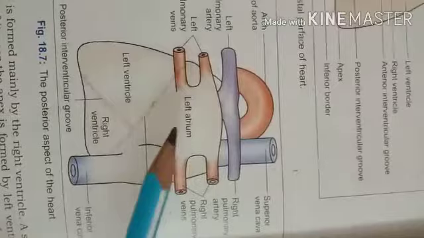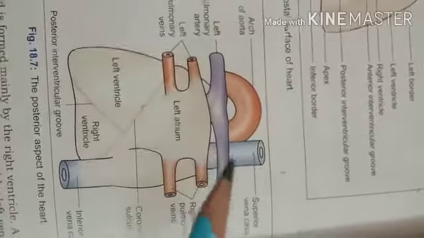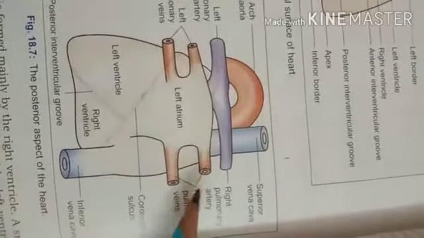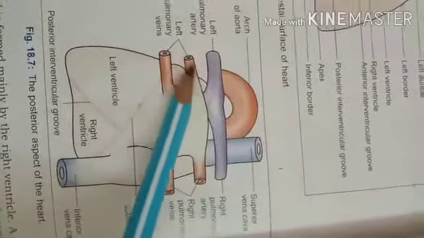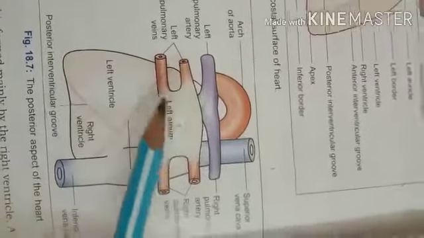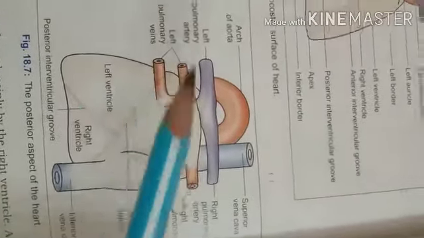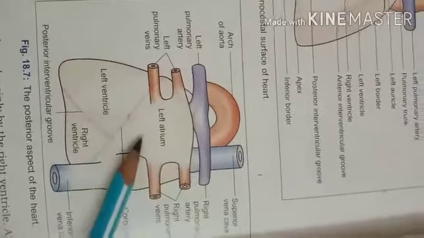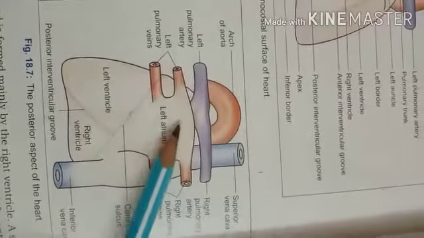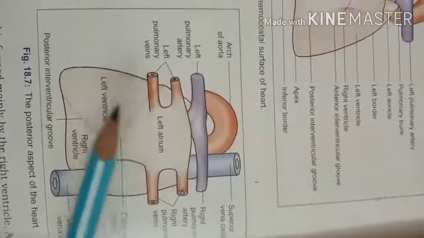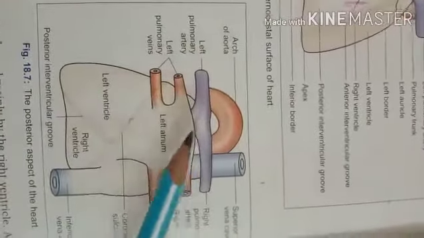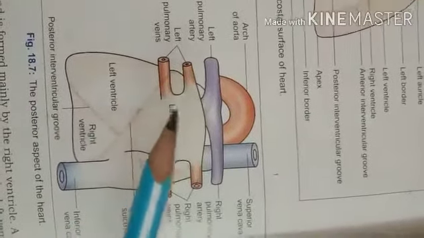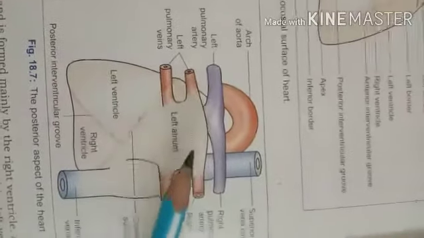The left atrium receives oxygenated blood from the lungs through the 4 pulmonary veins. Here you can see the right 2 pulmonary veins and the left 2 pulmonary veins, which come out from the right and left lung and drain the oxygenated blood into the left atrium. The left atrium drains the oxygenated blood into the left ventricle through the mitral valve, which is the bicuspid valve, present between the left atrium and the left ventricle.